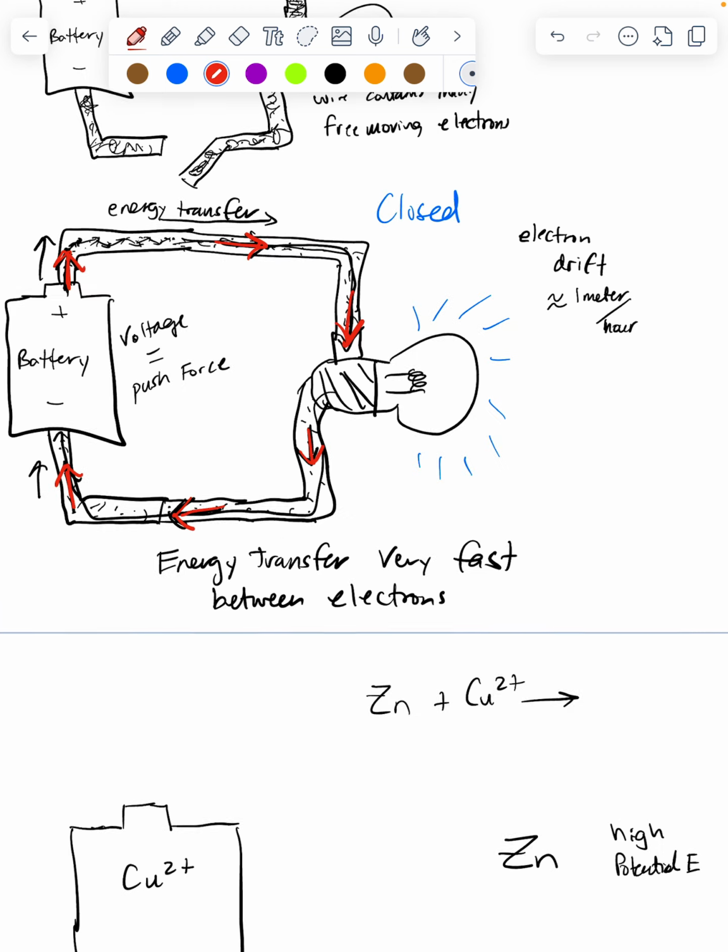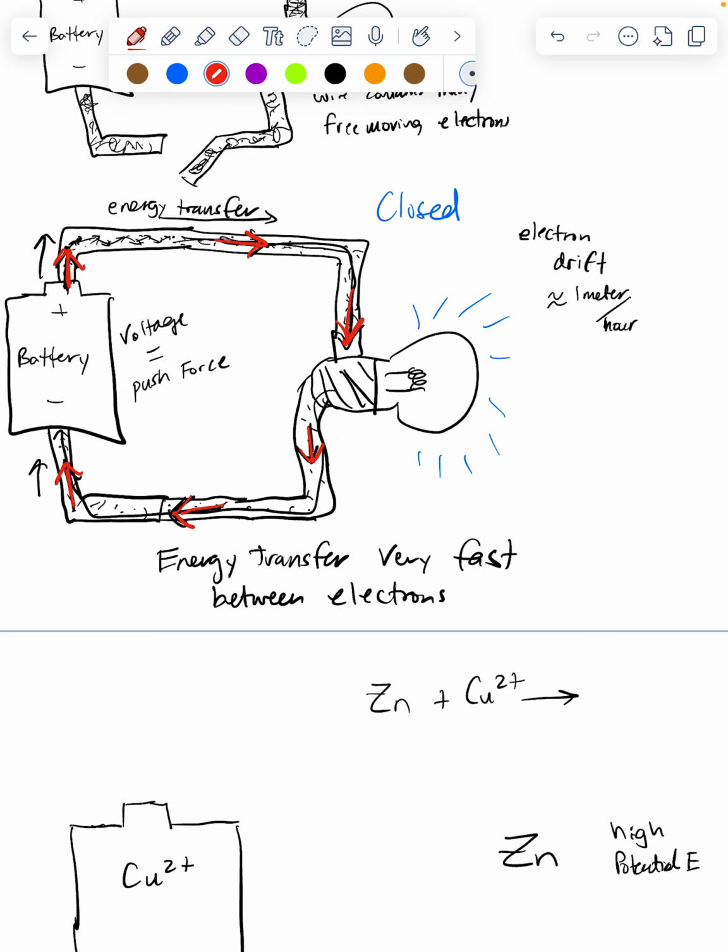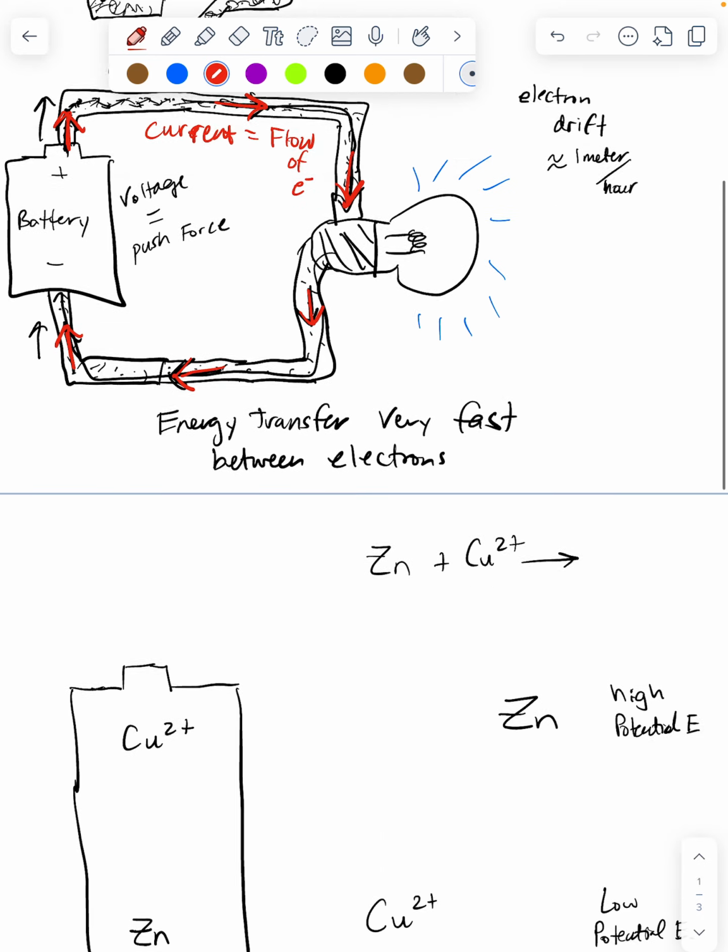Okay, so when we have this closed loop we know that the light bulb will light, and that's because now there's this flow of electrons, which we call an electric current. So the current is equal to the flow of electrons. So the voltage is the push, and the current is the flow. If we increase the push, we should get more electrons flowing. And if we decrease the voltage, we decrease the push, we'll get less electrons flowing. So voltage and current have a direct relationship with one another.